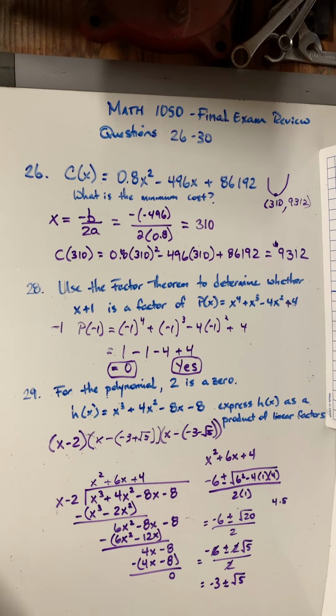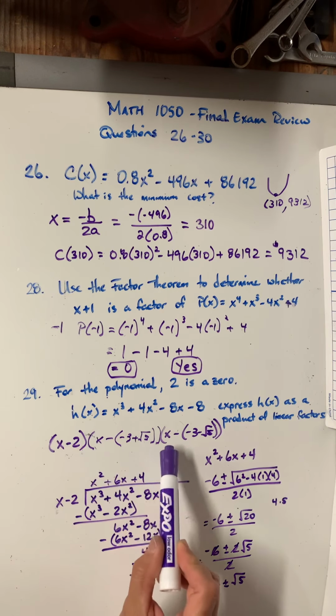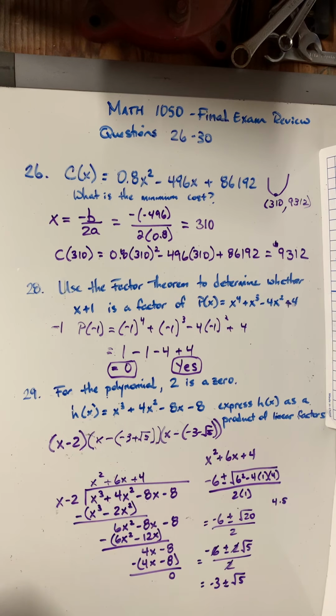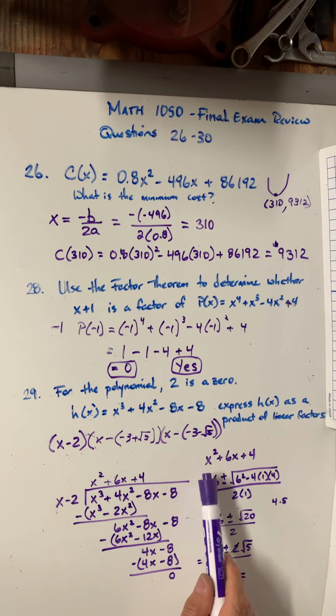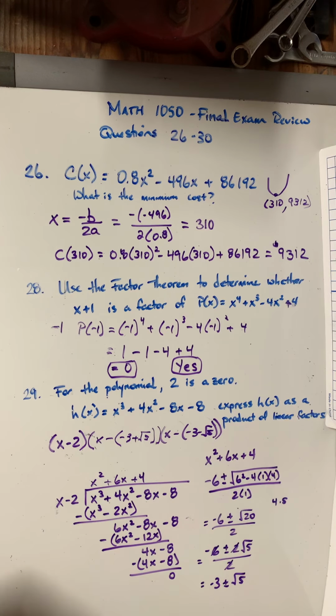And it's now factored all the way down to linear factors. How do I know they're linear? Because my x's are all raised to the power of 1. That's what makes it linear. This was quadratic because it still had a power of 2, so I wasn't finished with the problem.